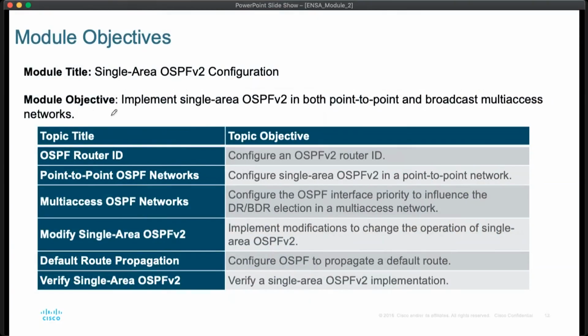Okay. So the objective of this module is to implement single area OSPF version 2 in both point-to-point and broadcast multi-access networks. So the topics in this module are OSPF router ID, point-to-point OSPF network, multi-access OSPF network, modifying single area OSPF version 2, default route propagation, and finally verifying single area OSPF version 2.